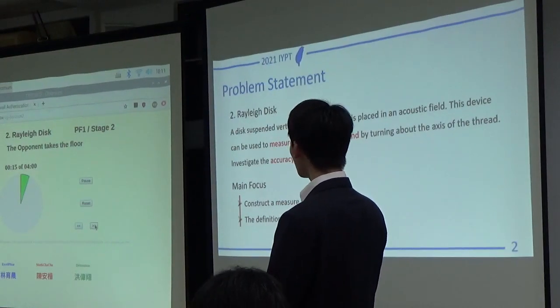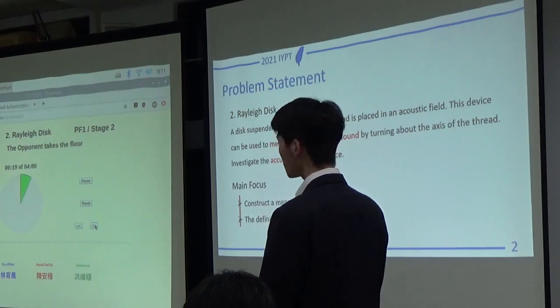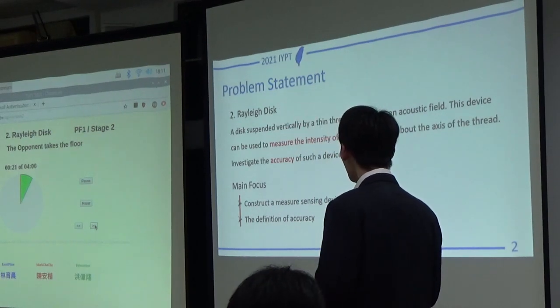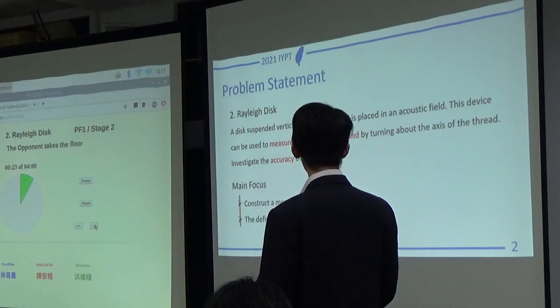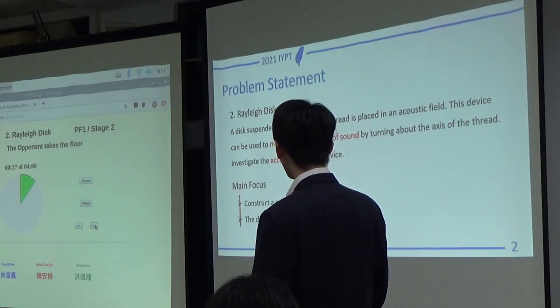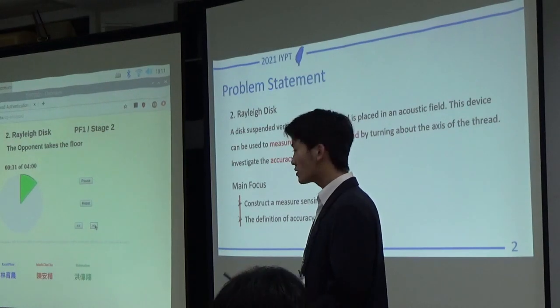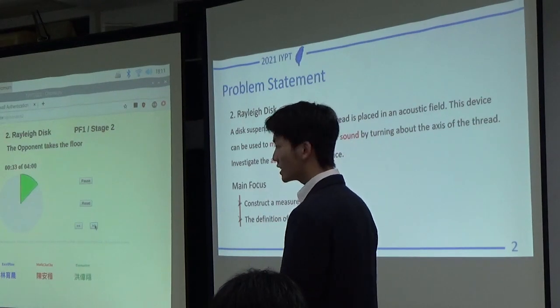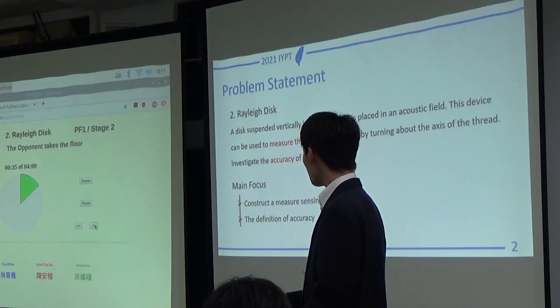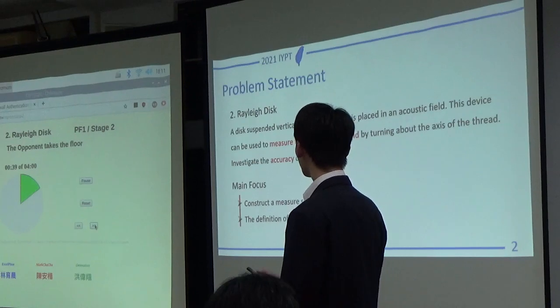A disc suspended vertically by a thin thread is placed in an acoustic field. This device can be used to measure the intensity of sound by turning about the axis of the thread. Investigate the accuracy of such a device. The main focus of this problem, we think, is firstly to construct a measure sensing device, and second, the clear definition of the accuracy, which I think the reporter has done very well.